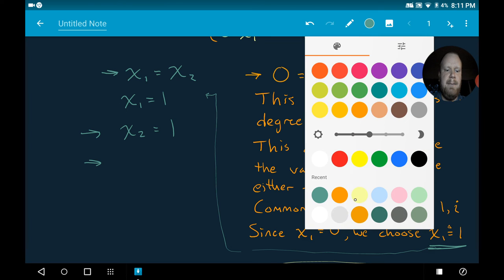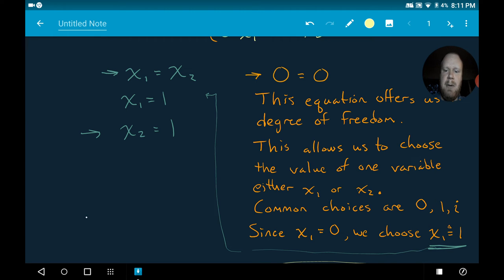And overall, what that means is that my first eigenvector is going to be equal to 1, 1. Right? x1 is equal to 1, x2 is equal to 1. Okay. So that's our first eigenvector. This is a pretty standard question for showing what's going to happen with finding eigenvalues and eigenvectors.